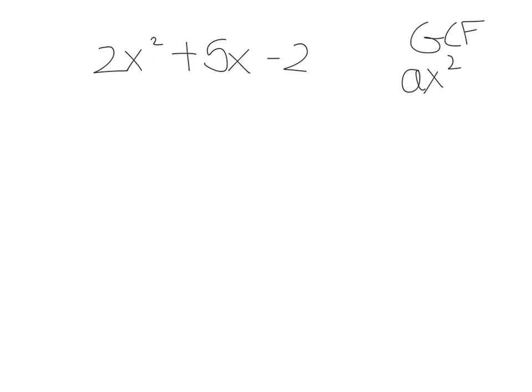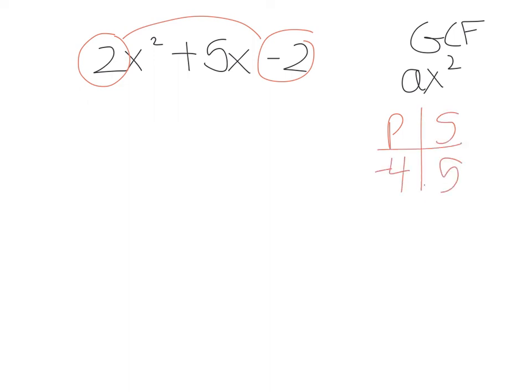This problem, lost it. Where did it go? Is 2x squared plus 5x minus 2. So I'm looking for a GCF. It says to factor. I'm looking for a GCF. There is none. So I go to factoring the trinomial in the form of ax squared. Because I have a 2 here times this negative 2, my product is negative 4. My sum is 5. Now I've got to think of 2 numbers that multiply to be negative 4 and add to be 5.